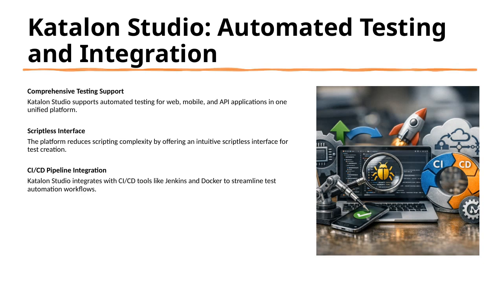Katalon Studio offers broad support for automated testing across web, mobile, and API applications, all within a single platform, which simplifies managing different types of tests. It features an easy-to-use scriptless interface that lets testers create and run tests without needing deep coding skills, making the process more accessible and faster. Additionally, it integrates smoothly with popular continuous integration and delivery tools like Jenkins and Docker, helping teams automate their testing workflows and maintain efficient, reliable releases. This combination helps streamline testing efforts while supporting collaboration and consistency throughout the development cycle.